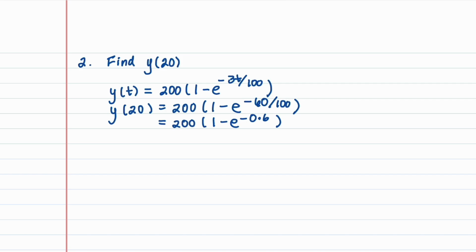You can put that in your calculator, and we find that our answer is approximately 90.24 pounds. So we now know that the amount of salt in the tank after 20 minutes is 90.24 pounds. And that's all there is to solving mixing problems.